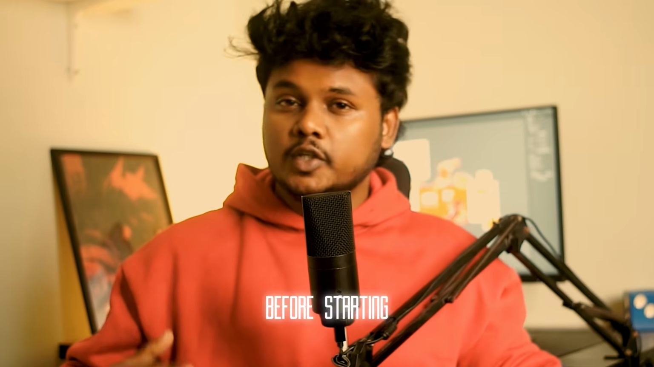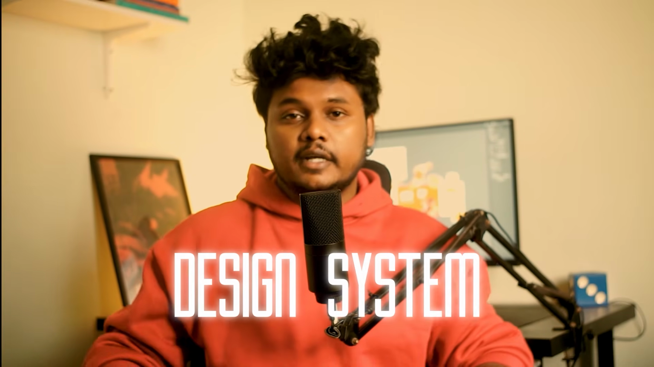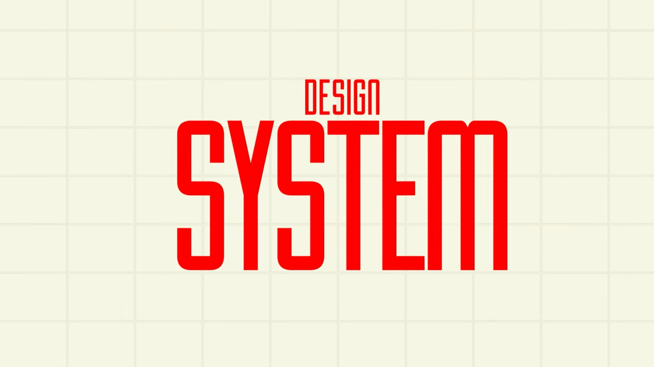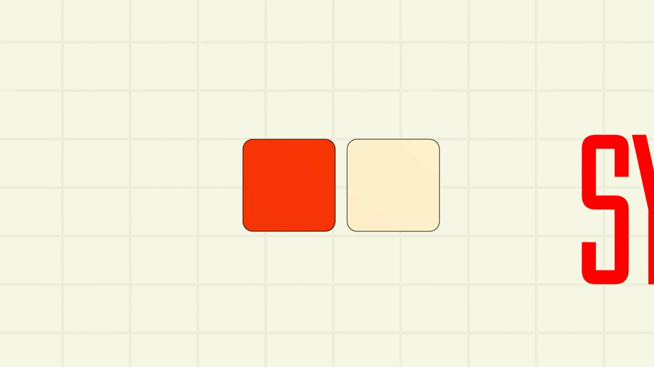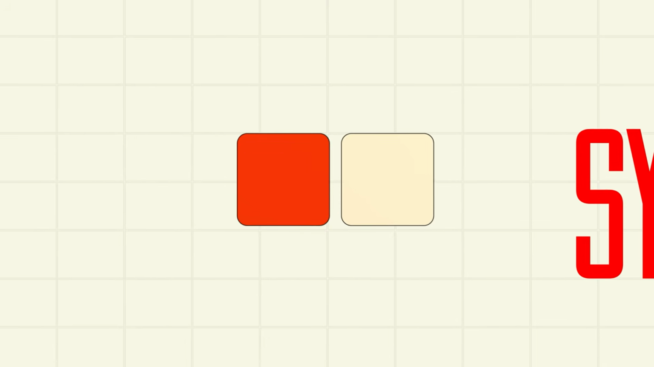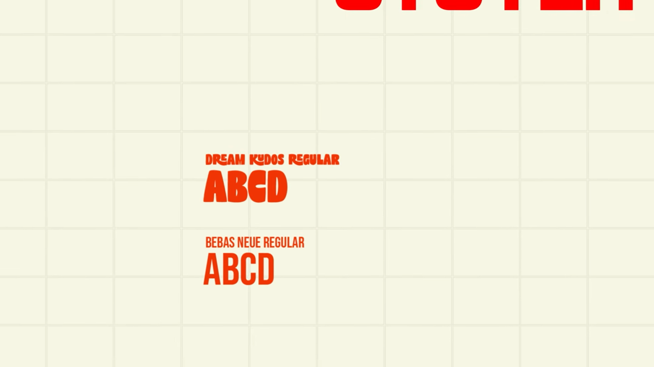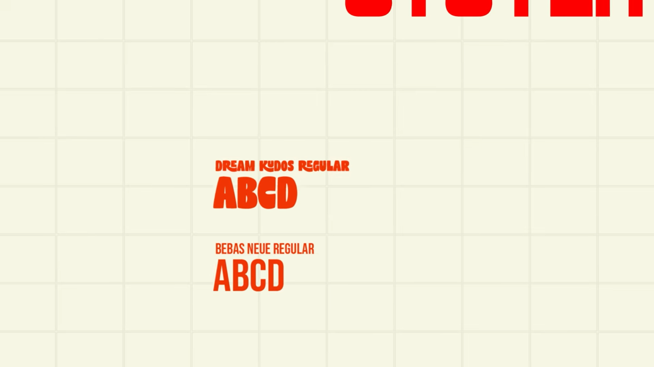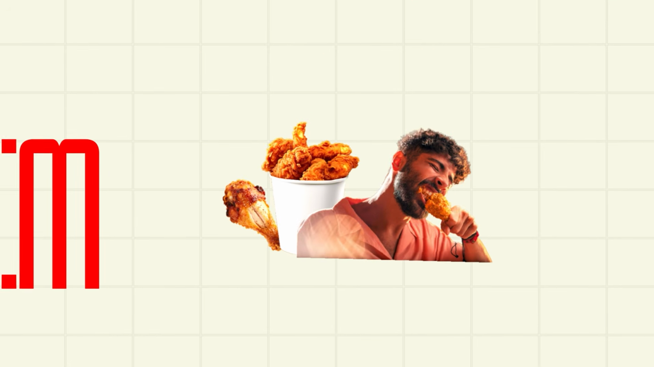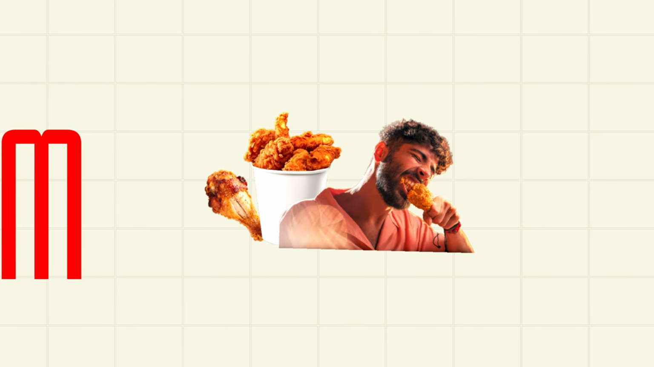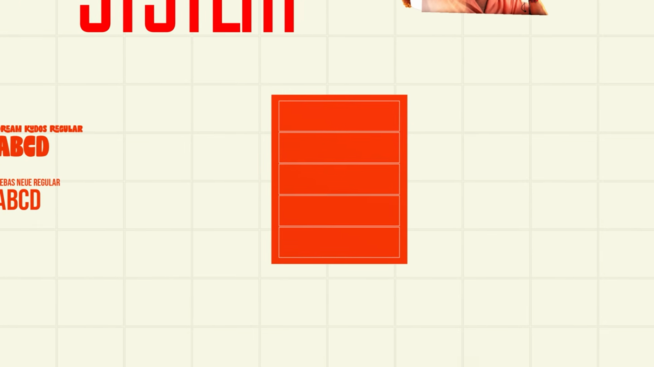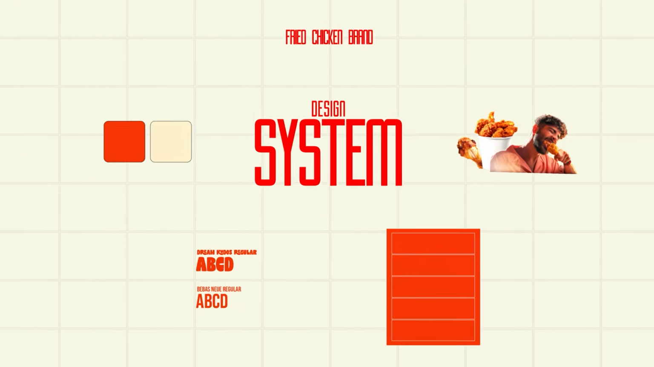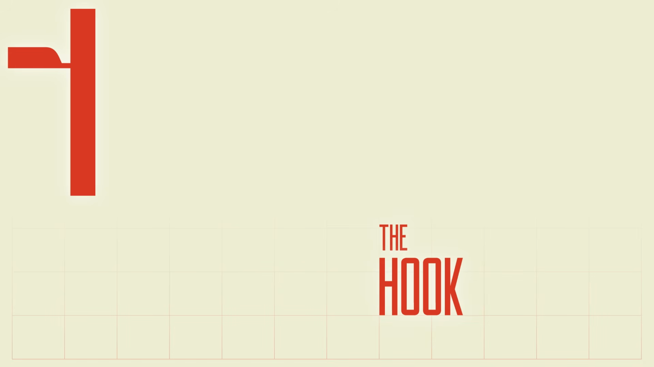Alright guys, before going into the steps, we need a design system ready, which includes colors, fonts, images, and other elements. We're gonna design a carousel post for a fried chicken brand. For colors, I'm gonna use red and cream. It's a great combo for any food brand. And I'm gonna use 2 fonts, one for the huge heading and the other one for the tagline and description. Of course, for a carousel, we need high quality images, which I'm gonna use for this as well. Also, for organizing the text and the elements, I'm gonna use a baseline grid for all the slides. Alright, we have all the basic things ready. Let's start with the first slide.